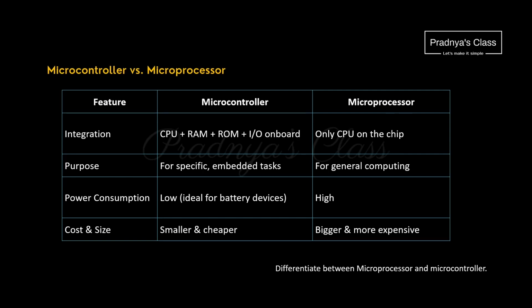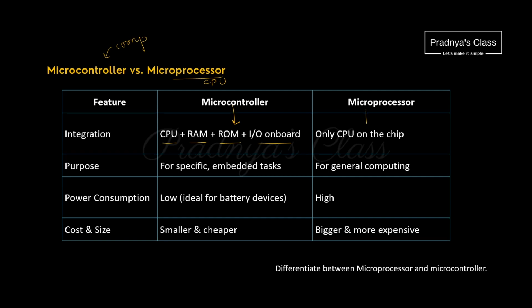So hope you understood the difference between microcontroller and microprocessor. Processor is nothing but a CPU. Controller is nothing but a mini computer. So in a controller you will have everything including CPU, memory and other input-output devices.